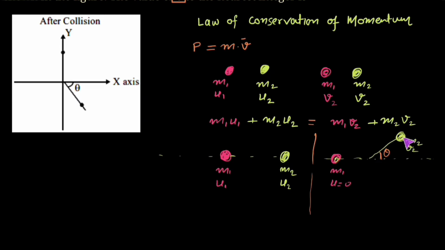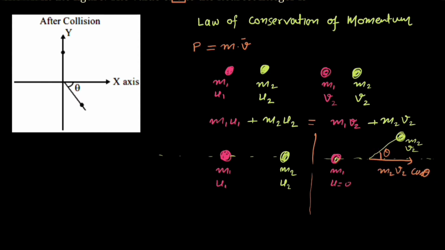We can simply break the momentum into two components. The first component would be in the x direction. So the component of this momentum m2 v2 in the x direction would be m2 v2 cos theta. This would be the component of momentum in the x direction.